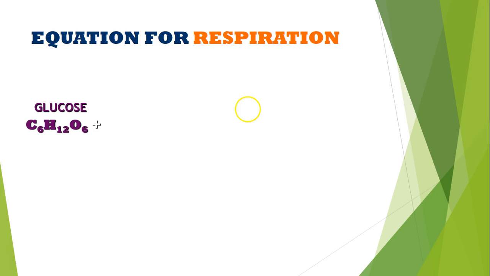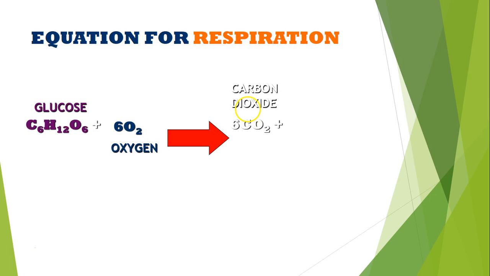Another extremely important chemical reaction in this whole ecosystem process is the opposite of photosynthesis, which is respiration. Respiration takes glucose with oxygen and breaks it down into carbon dioxide, water, and energy.